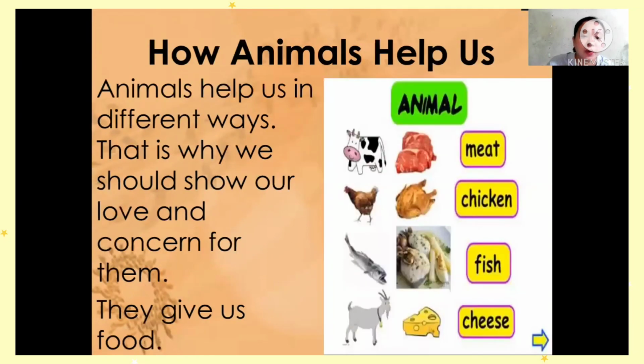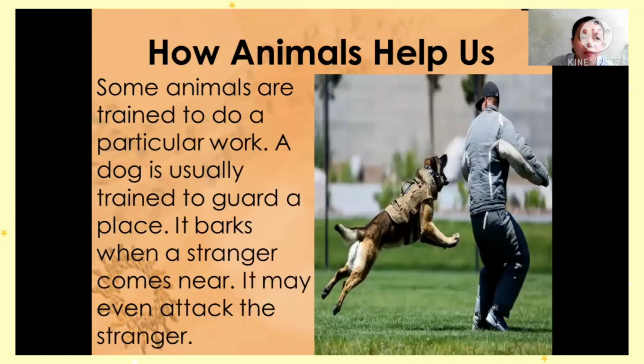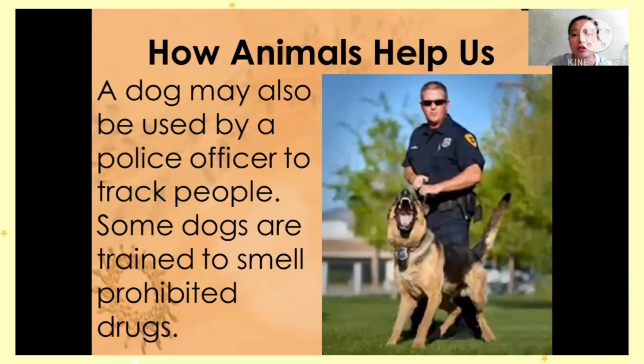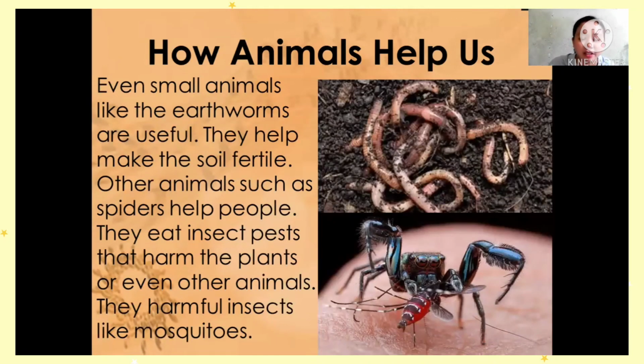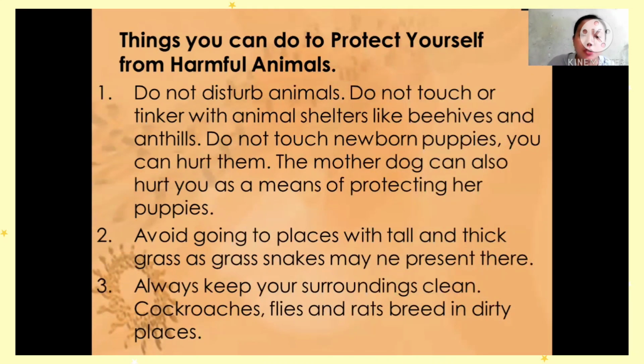So, now, how do animals help us? Of course, they give us food, like meat, cheese, and milk, and also they catch bad guys. Some of the dogs are also used by police officers, and other animals eat other animals that pester our plants. Okay? And this one, the earthworms, they are helpful to our soil.